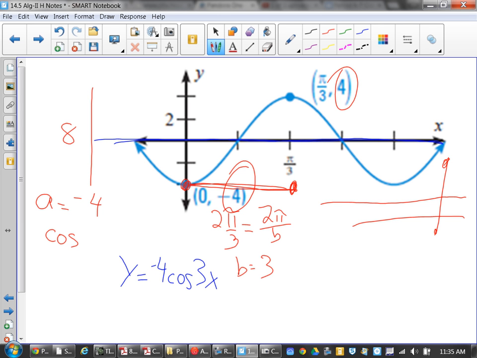Are the equations the same for sine and cosine, except for the sine and cosine? Yes, they are the same.